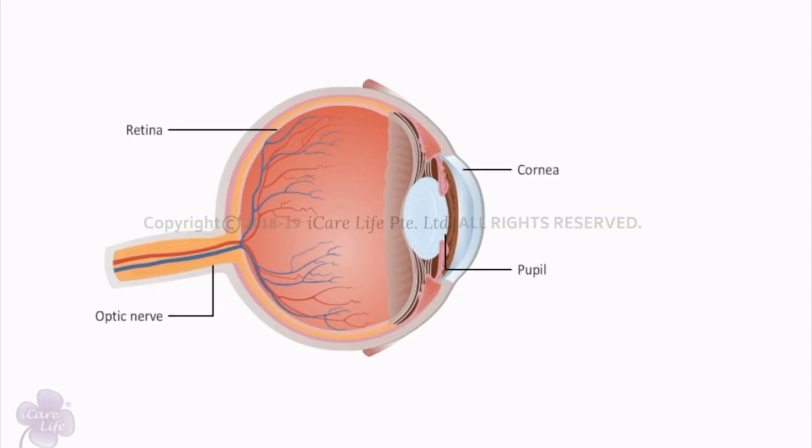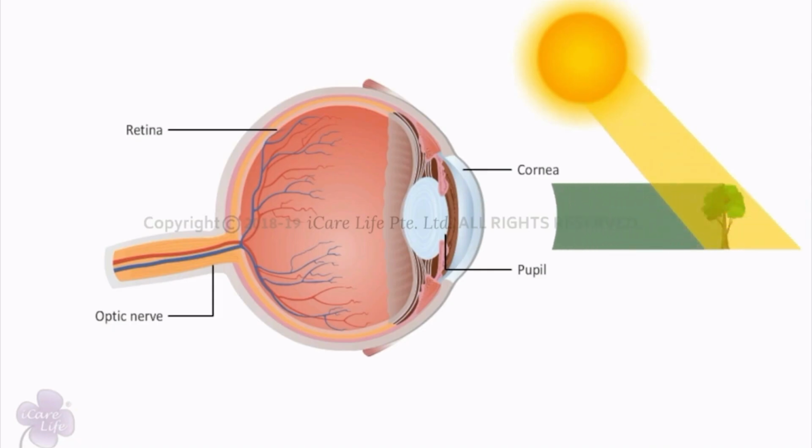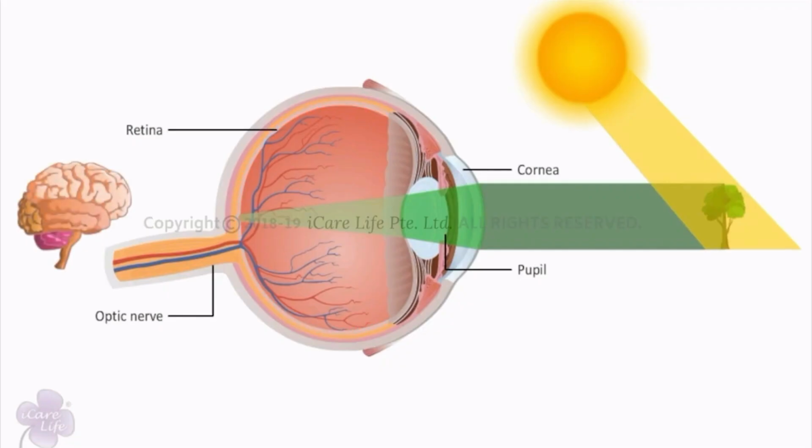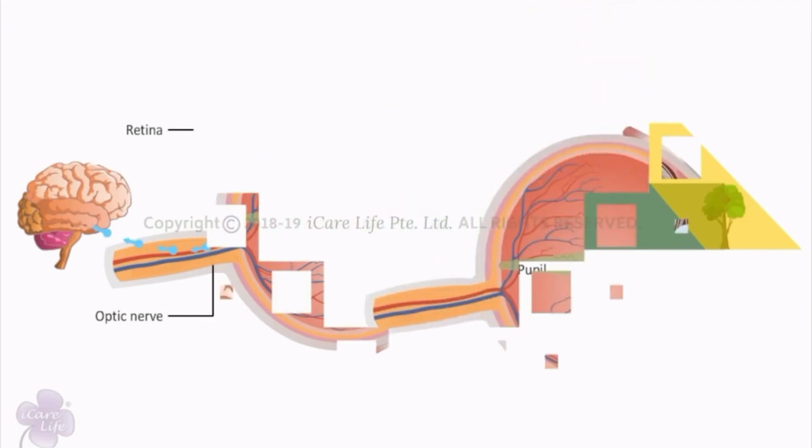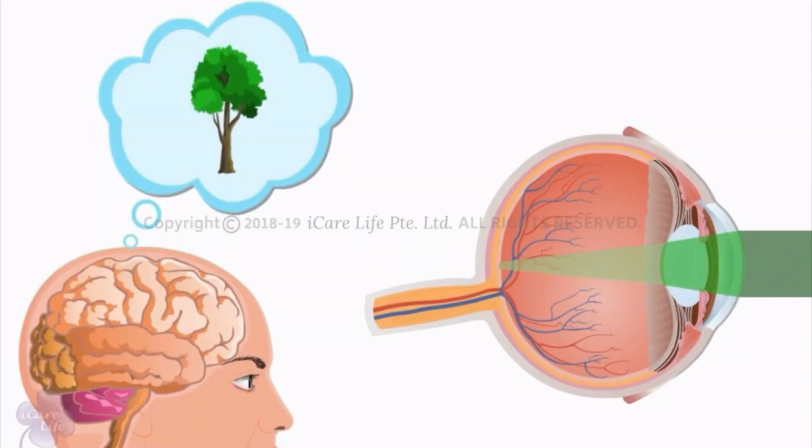Now, let us understand how we see. When light reflects from an object, the cornea bends the incoming light rays before they enter the eye through the pupil. Then, the light ray strikes the retina. The photoreceptors in the retina convert the light into signals and send them to the brain through the optic nerve. The brain then interprets the image, enabling us to see the object.